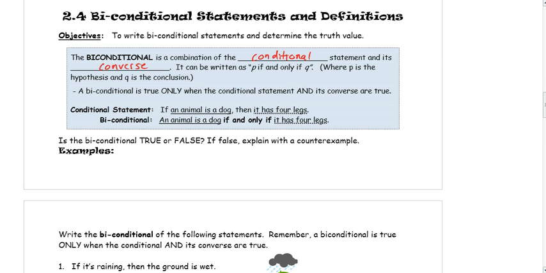I'm going to show you guys in a second what that looks like. It can be written as P if and only if Q. You can also write it as P if and only if, like that, just as an abbreviated way, where P is the hypothesis and Q is a conclusion. A biconditional is true only when the conditional statement and its converse are true. So basically it has to work both ways. It has to work forward and backward. Converse is when we flip the conditional, so it has to work both ways.